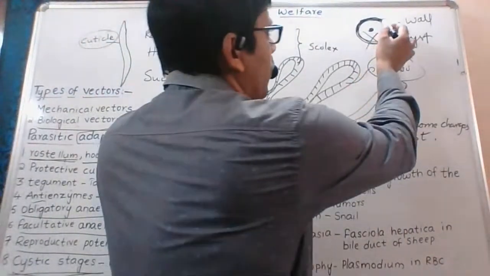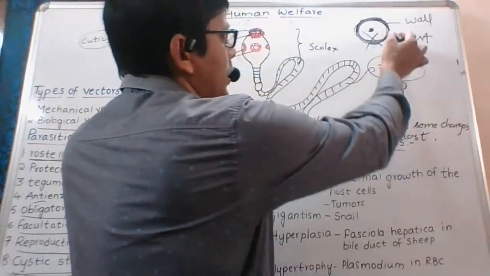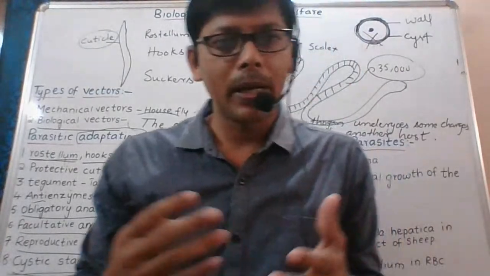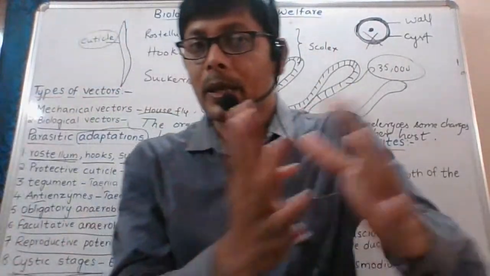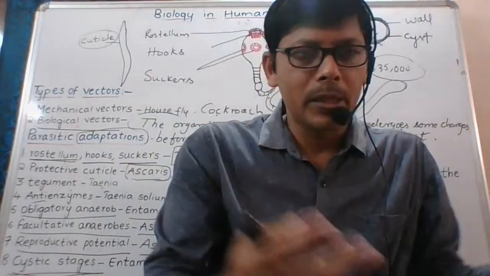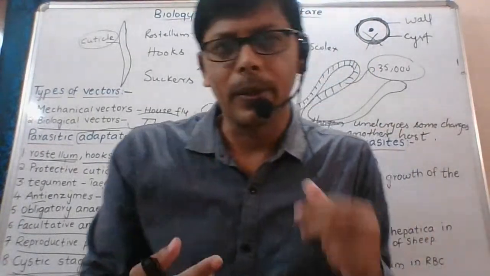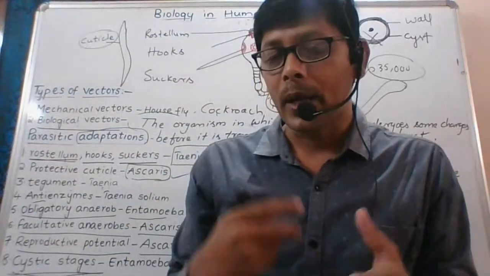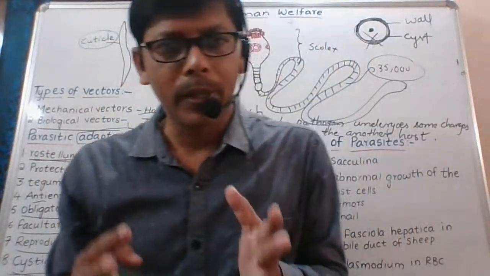Okay, it forms a wall, a cyst wall around this one. Therefore, it can survive unfavorable conditions and therefore it can successfully reach and enter another person. This is one parasitic adaptation to tide over unfavorable conditions shown by Entamoeba histolytica.